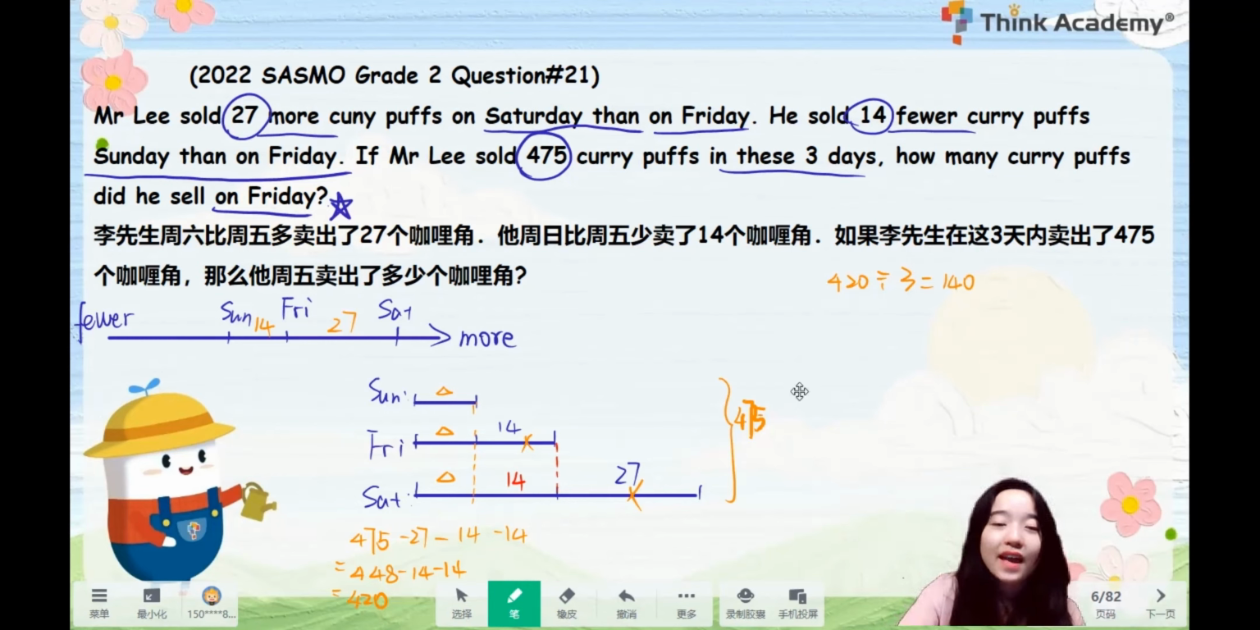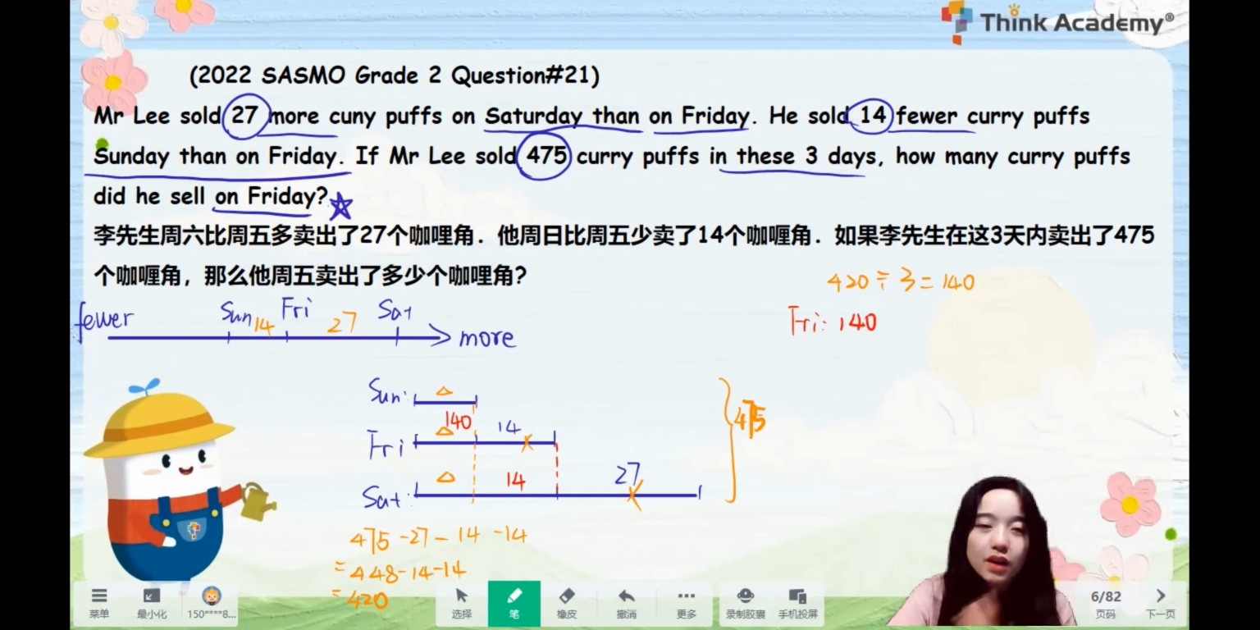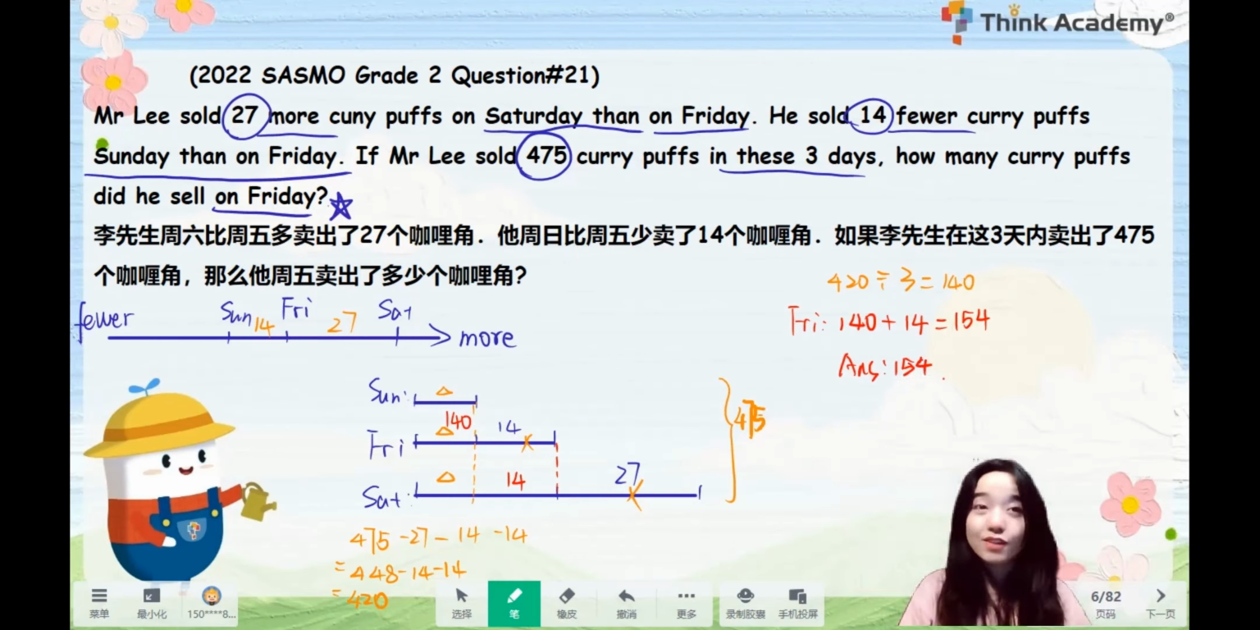So here, as you can see, the question wants us to find how many curry puffs he sold on Friday. So here we can label the numbers in the picture. You can see on Friday it has 2 parts. One is 140, another represents 14. Add up these 2 numbers, we get 154. So he sold 154 curry puffs on Friday. That's how we solve this kind of problem.